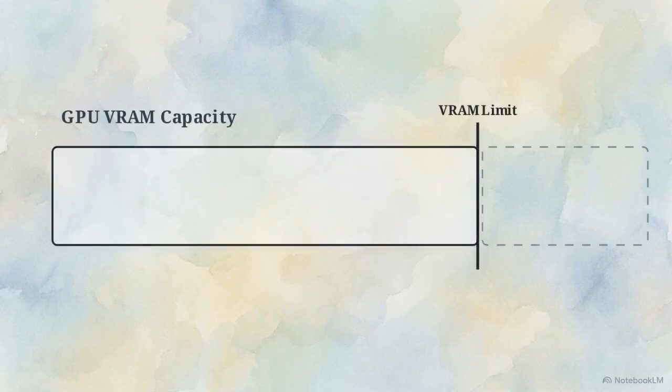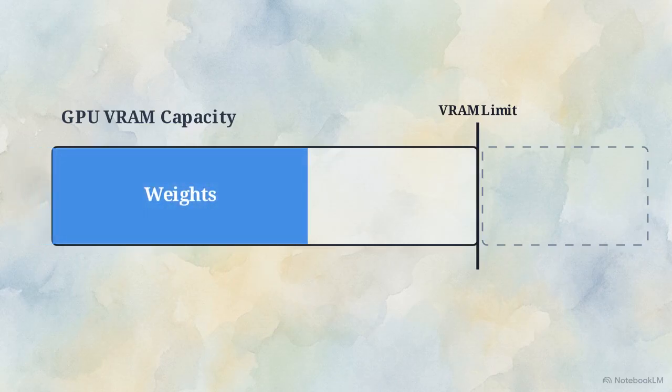This chart breaks down the true equation. First, you have to load the model's weights. Then you have to reserve a large chunk of memory for the KV cache to handle your conversational context. Finally, you factor in the structural overhead of the framework itself.